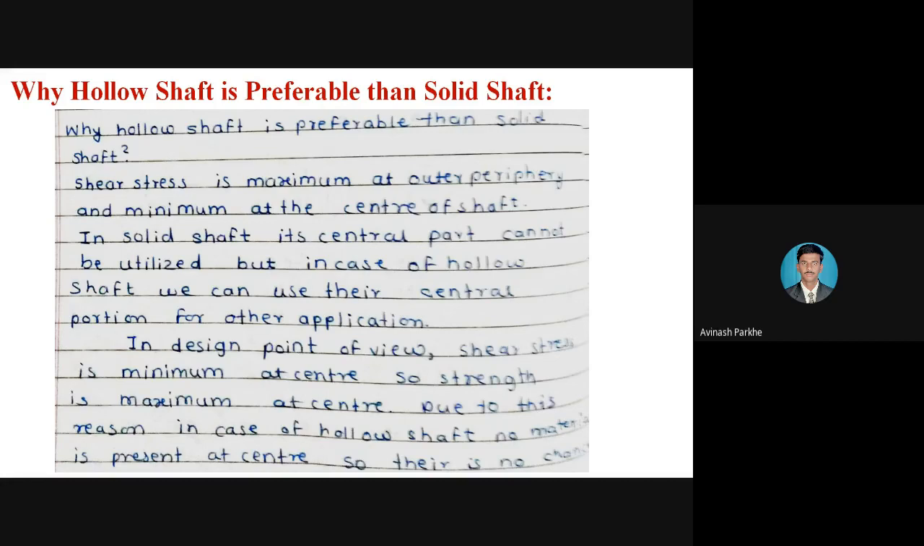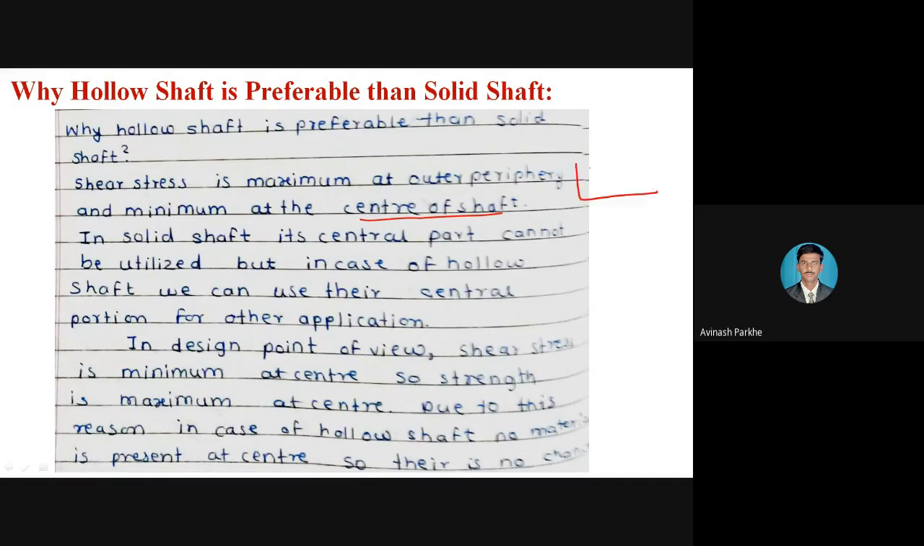Because the shear stress is always maximum at the outer periphery. Any shaft has an outer diameter. In case of a solid shaft, the outer diameter is capital D, and in case of a hollow shaft, the outer diameter is capital DO. In both the solid shaft and the hollow shaft, the maximum shear stress is at the outer periphery, but it is minimum at the center of the shaft.